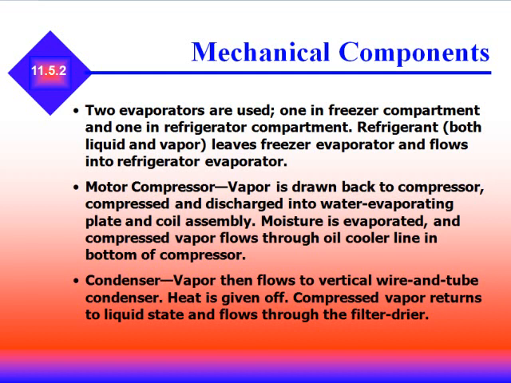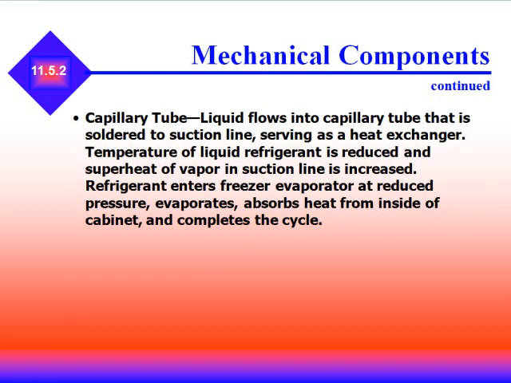Heat is given off. Compressed vapor returns to a liquid state and flows through the filter dryer. The liquid flows into the capillary tube that is soldered to a suction line, serving as a heat exchange. Temperature of the liquid refrigerant is reduced, and the superheat of the vapor in the suction line is increased. Refrigerant enters the freezer evaporator at a reduced pressure, evaporates, absorbs heat from the inside of the cabinet, and completes the cycle.